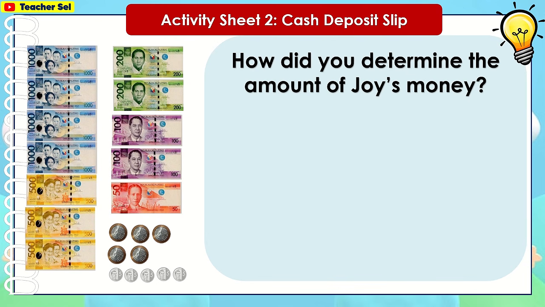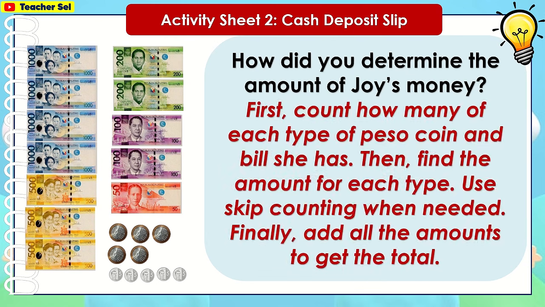How did you determine the amount of Joy's money? First, count how many of each type of peso coin and bill she has. Then find the amount for each type. Use skip counting when needed. Finally, add all the amounts to get the total.